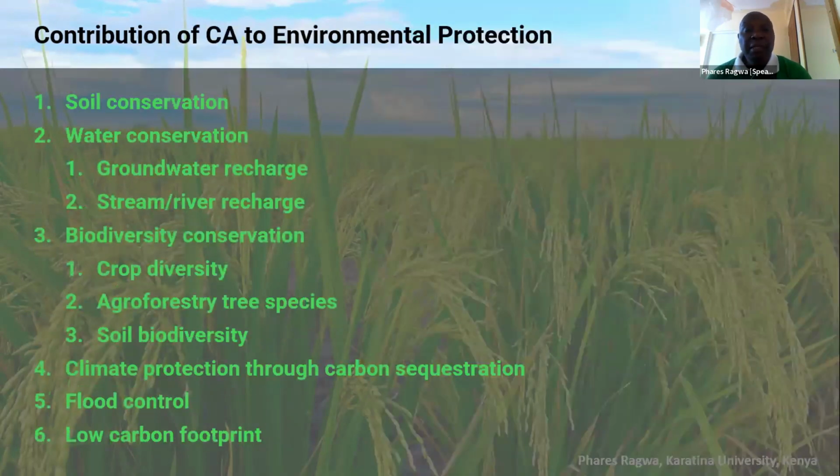Then contribution to the environment. We have talked about soil conservation. We have talked about water conservation. We have talked about biodiversity conservation. We have talked about climate protection. And then you can bring in flood control, because once you allow water to infiltrate into the soil, that is one way of controlling flooding. And we leave little of the carbon footprint when we do this. At least we can boast of not contributing much to climate change.